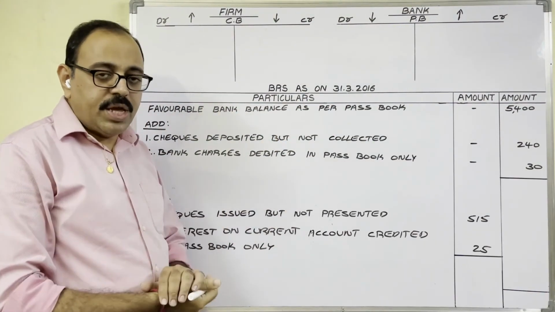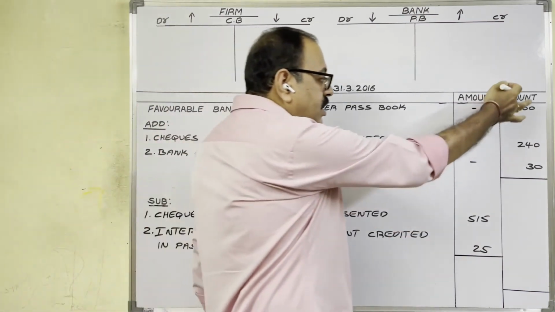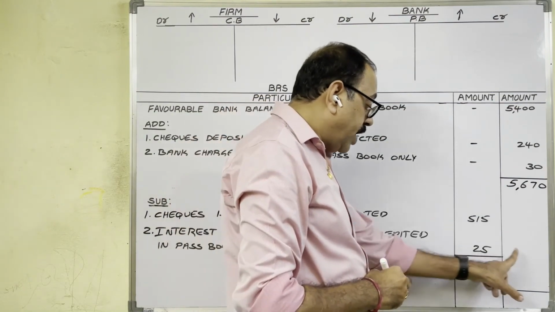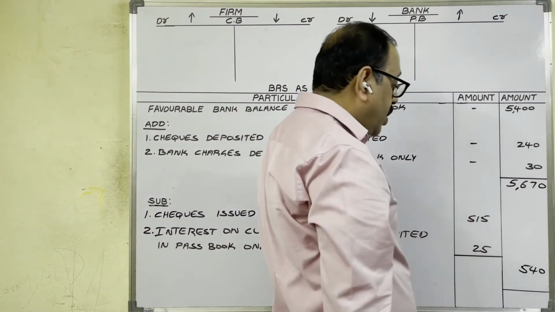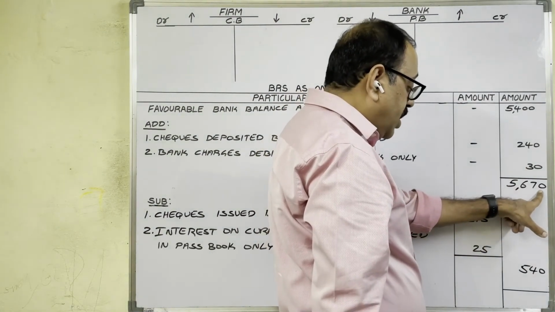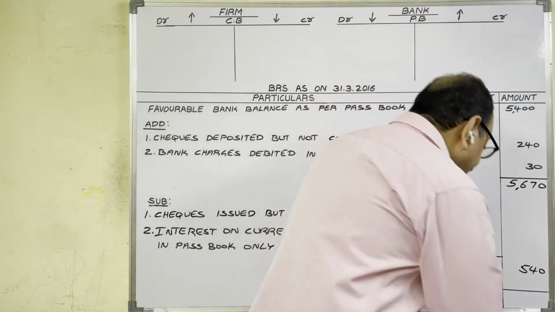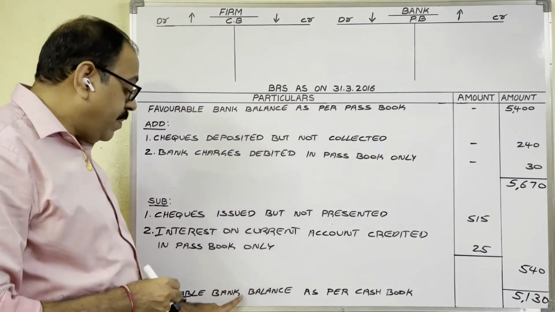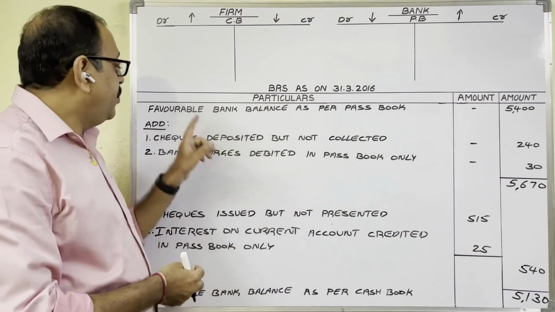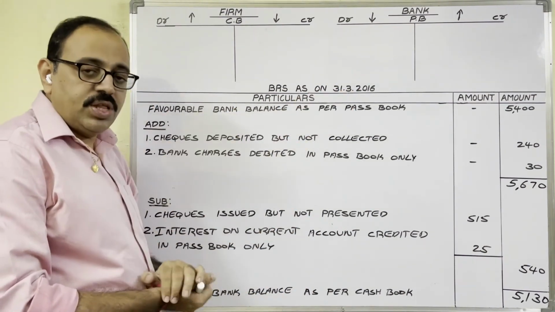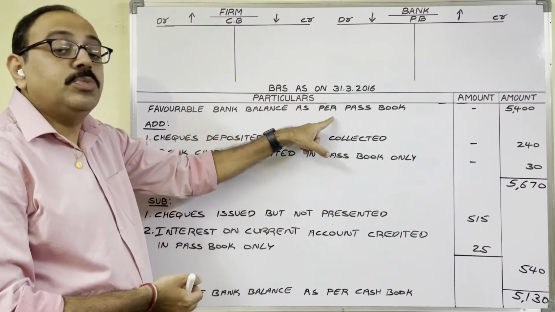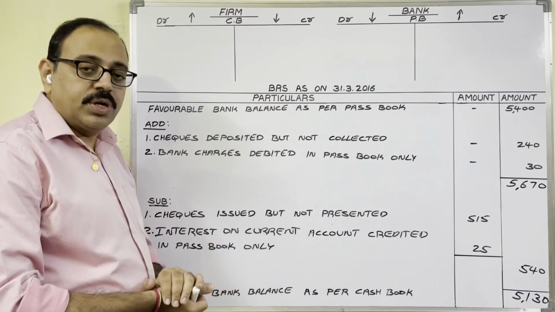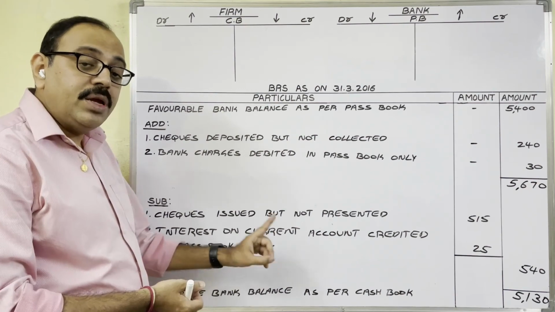All reasons were written in the BRS. Finally, add these three amounts, 5670. Add these two amounts and write down the total in outer column, 540. From 5670, we have to subtract 540, 5130 rupees. So this is known as favorable bank balance as per cash book. Favorable bank balance as per passbook is given in the question now. Credit balance as per passbook is given in the question now. So our answer is favorable bank balance as per cash book, nothing but debit balance as per cash book.